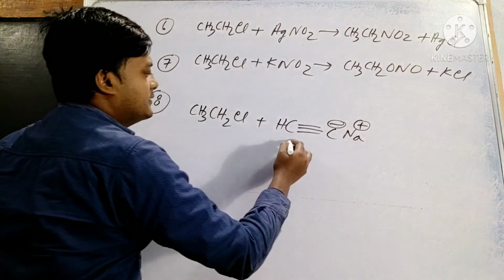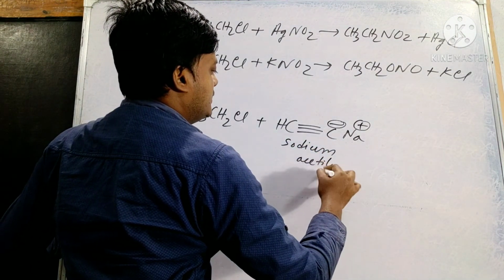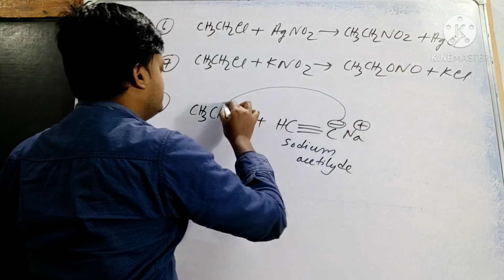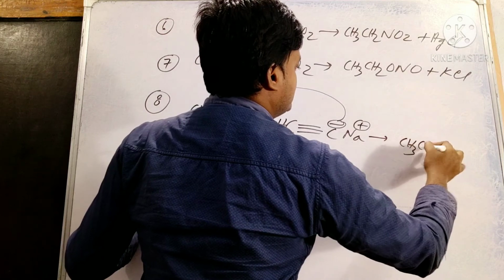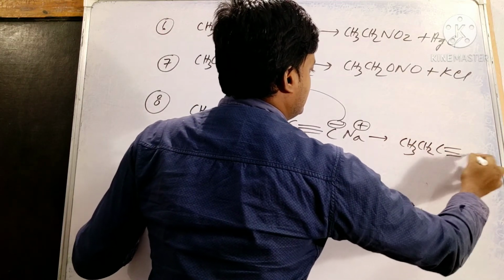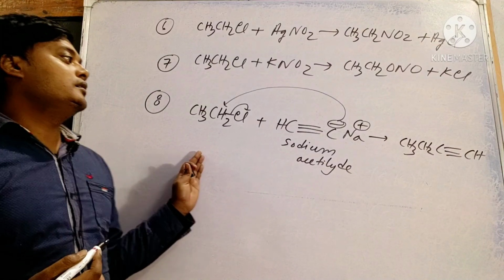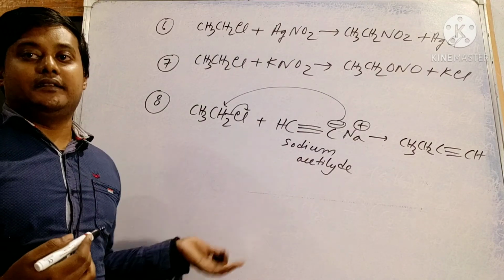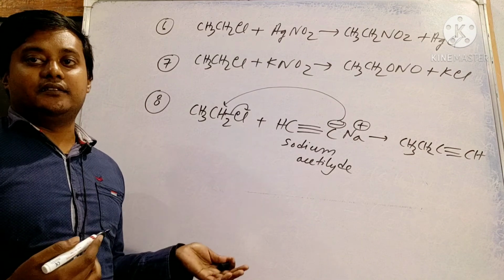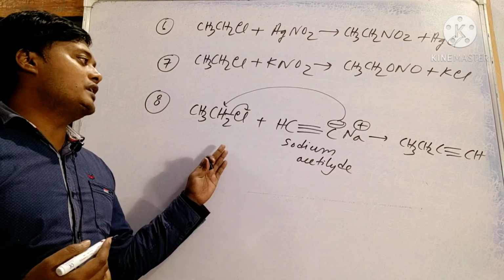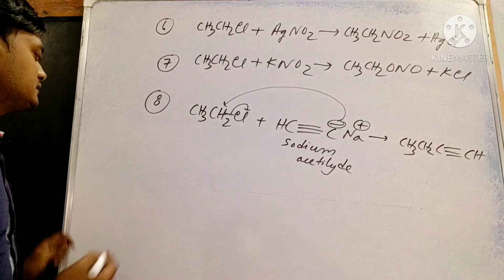Sodium acetylide, this one, sodium acetylide. So by that we can prepare higher alkynes. By using this reaction, we can prepare higher alkynes. From acetylene we can prepare propyne, we can prepare butyne by this reaction.